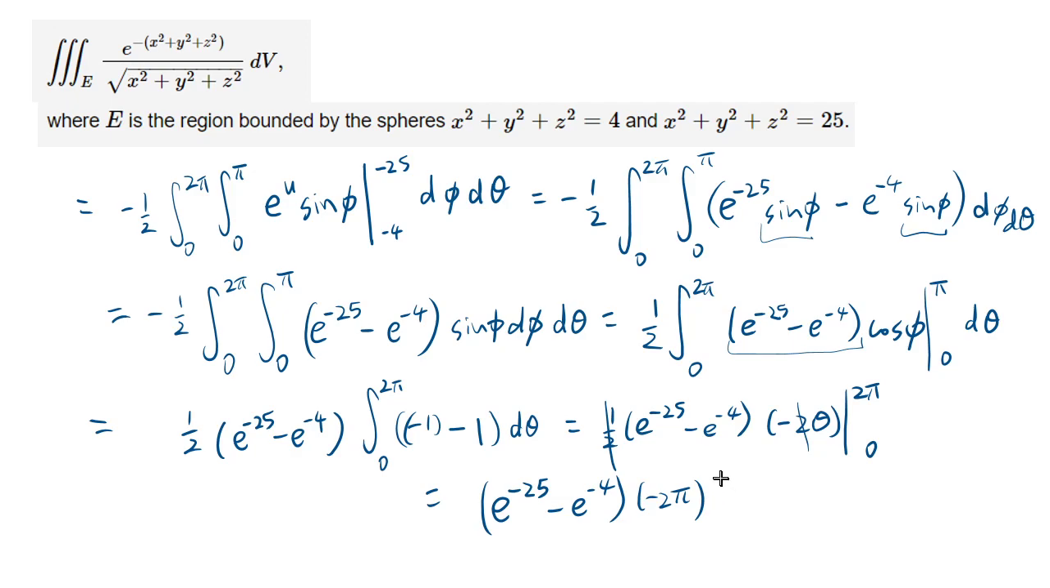So that's the answer. And you might be wondering that this is a positive function and you're integrating over some domain, so the value should be positive, and you see a negative. But if you think about it, this value is smaller than that one, so the actual integral is still positive. Or you can multiply the negative over here and say this is 2 pi times e to the negative 4 minus e to the negative 25. That would be the answer.